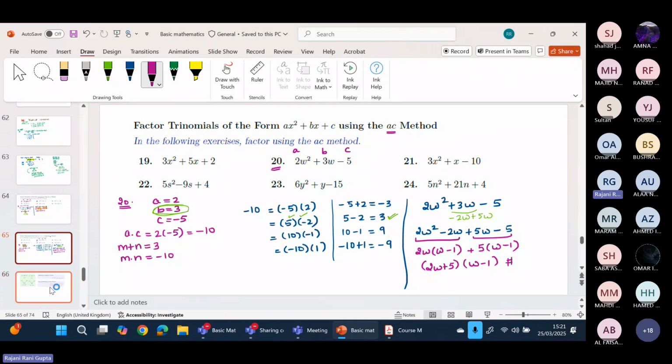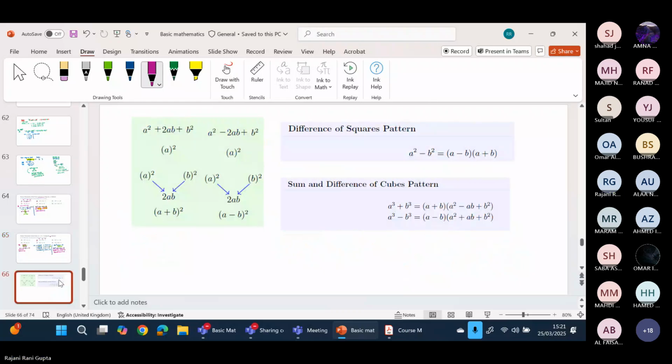Now moving forward, let's see this topic, 4.3, factors of special products. This is 4.3, right here. Factors of special products.